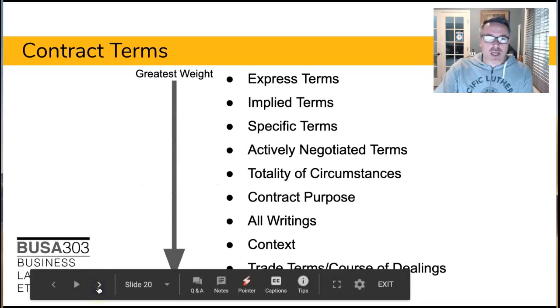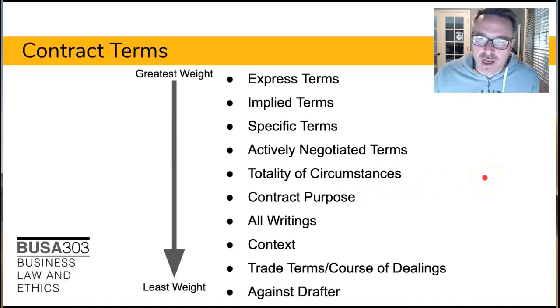Okay, so how do we do that? What's the relative weight of this? So starting at the top, the terms of the contract get the most weight. That means the court will look first at what the term of the contract says. Then, after it does that, it moves down. If it can't figure out the answer, it moves down to see what terms can be implied by the contract.